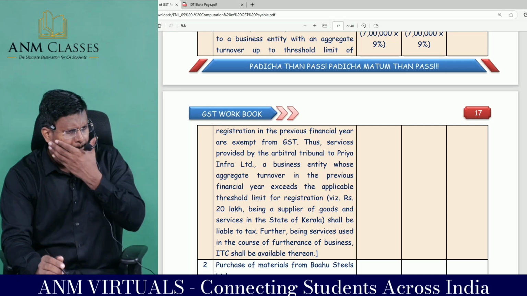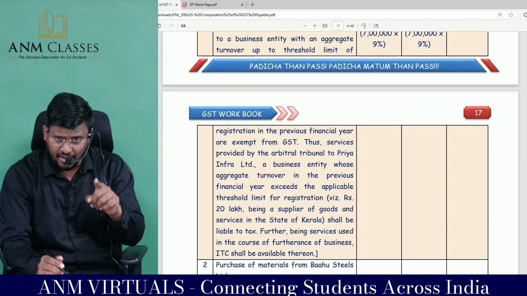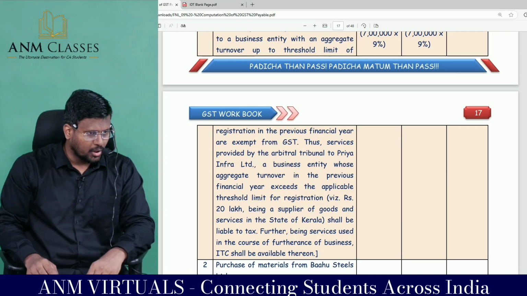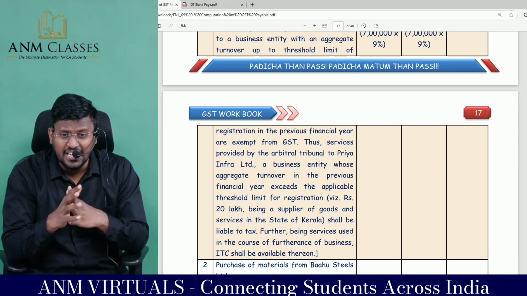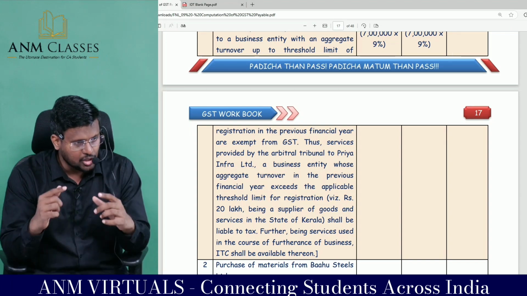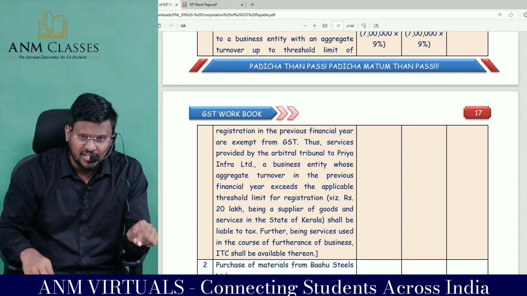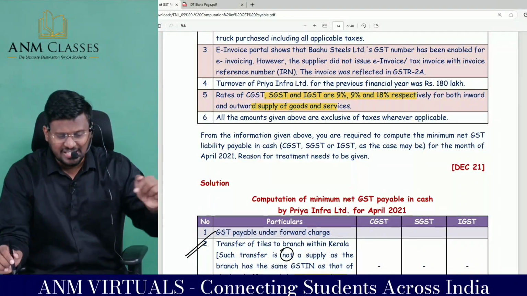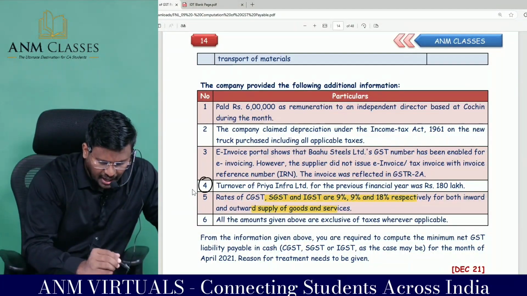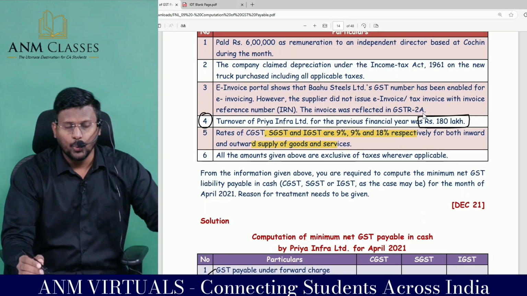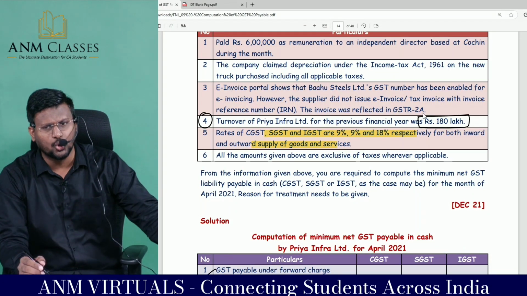We know that. Sir, if you see section 11, legal services provided by an arbitral tribunal. Yes, sir. A business entity whose turnover in the immediately preceding previous year does not exceed the threshold limit for registration is exempt from GST. So, what is the status for this one? Priya Infra Limited's turnover for the previous financial year was 180 lakh, which was much more than the threshold limit for registration.